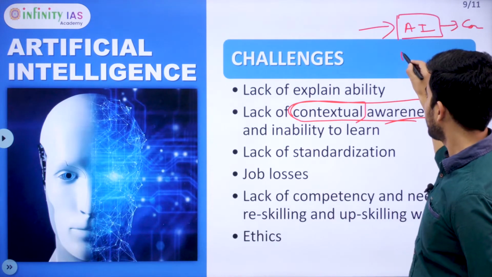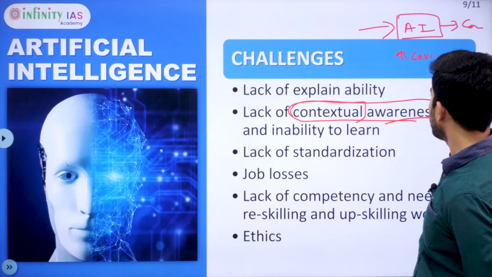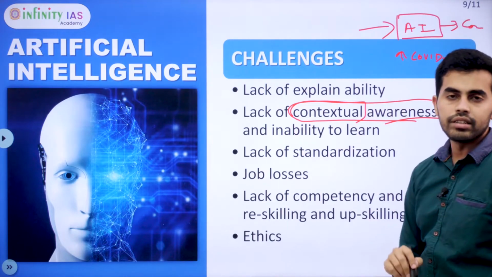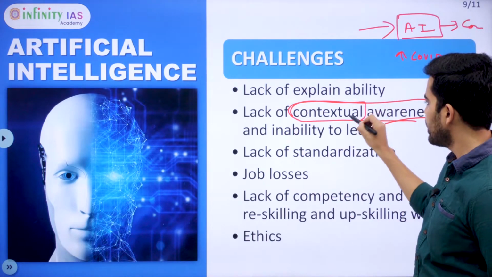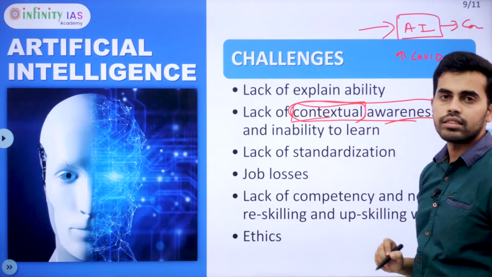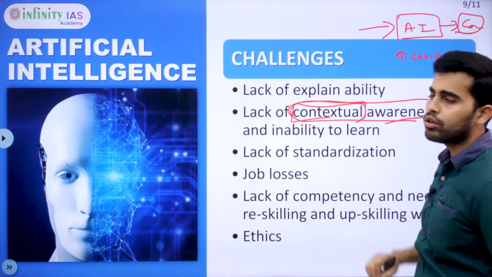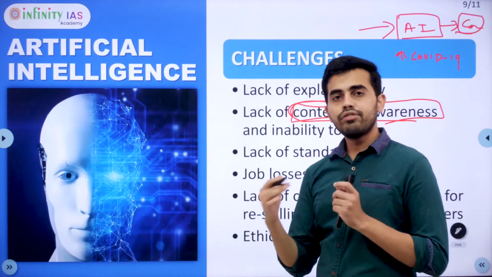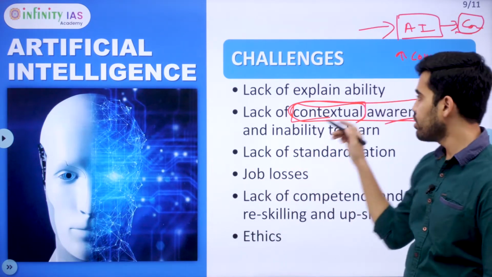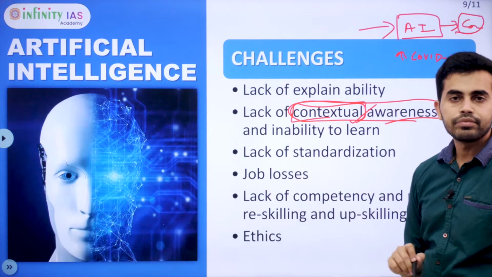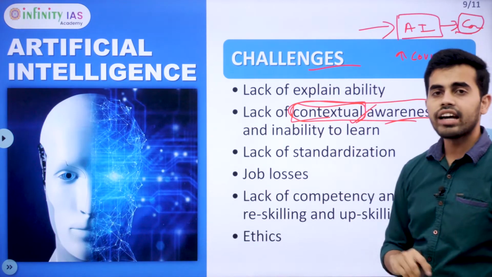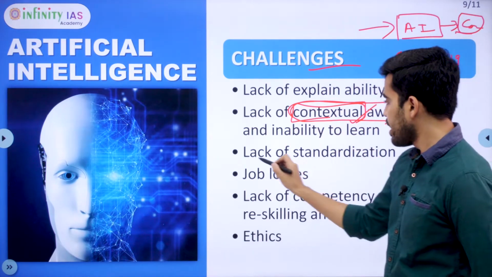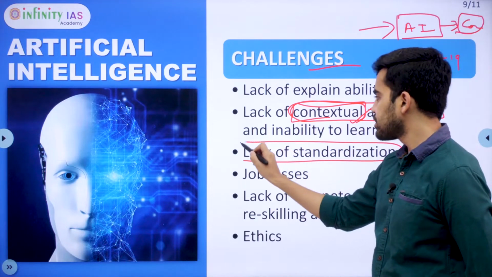The death rates have increased due to COVID-19 in the last 2 years, but the artificial intelligence doesn't know that context. So it will come to some conclusion regarding how to improve our health status, but it will not be right because it doesn't have the contextual awareness. So that is one challenge with artificial intelligence. Next one is lack of standardization.